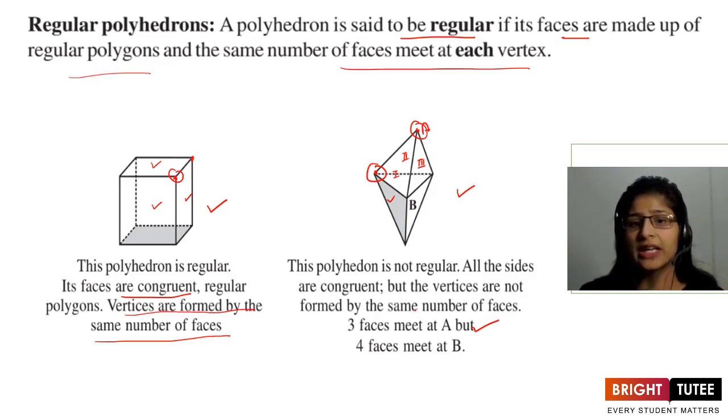At point B, there are four faces that are meeting. So these are not regular, these are regular. Regular means the same number of faces meet at each vertex. So the same number of faces at each vertex. In this figure they are meeting. So these are regular polyhedrons.